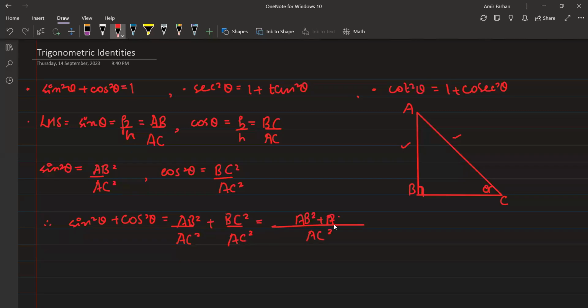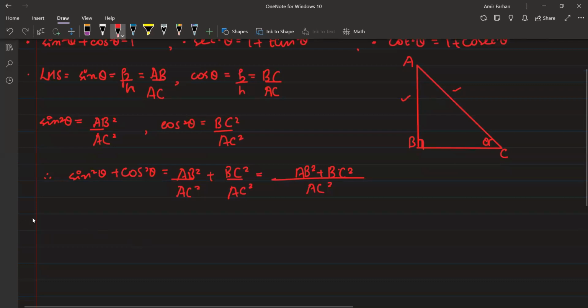AB square plus BC square over AC square. Adil, tell me, AB square plus BC square is equal to something according to Pythagoras. Can you tell me? Adil, think about it, dear. It's a very basic question which I have asked from you.